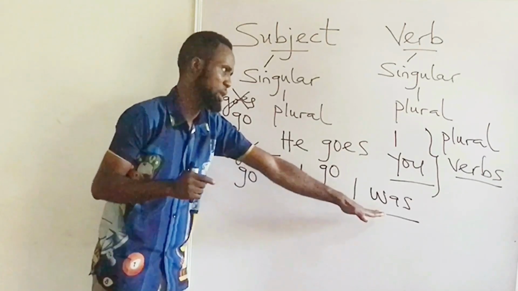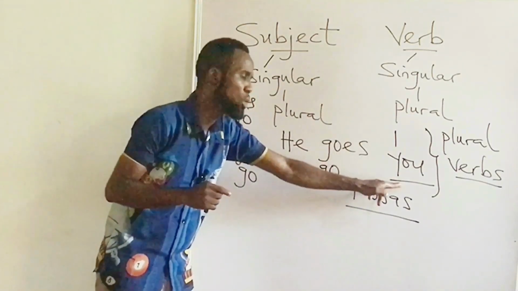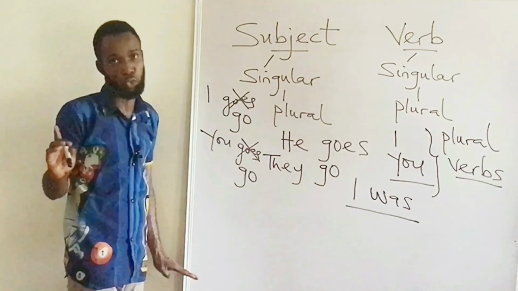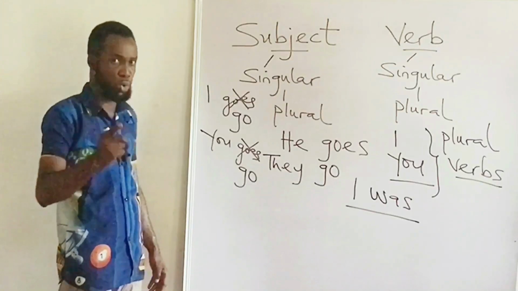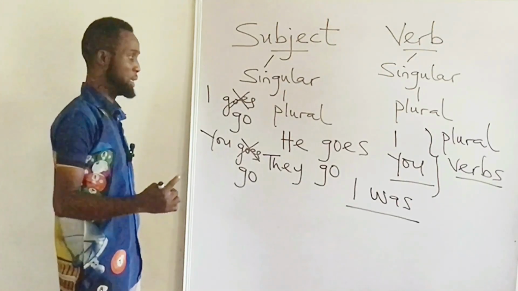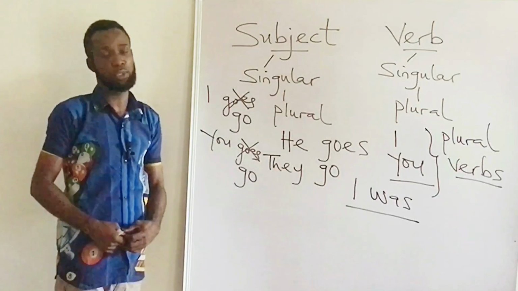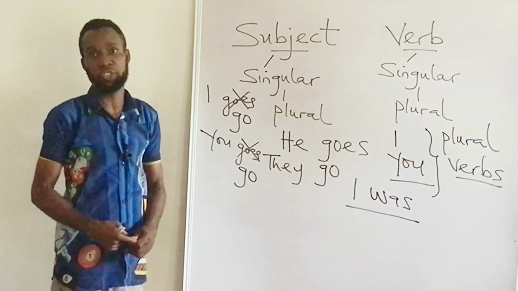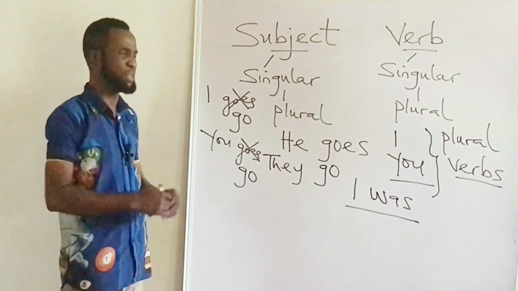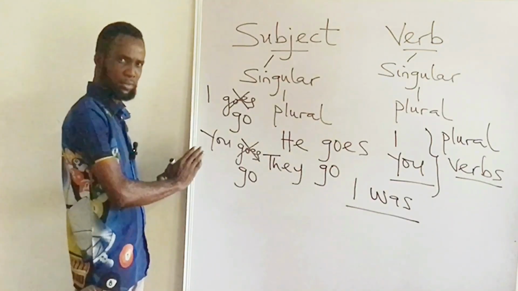Apart from was, I and you always disobey the general rule of concord. Although they are singular in nature, yet they take plural verbs. Plural verbs, verbs that do not end with s, es, or ies. I believe this is understood.